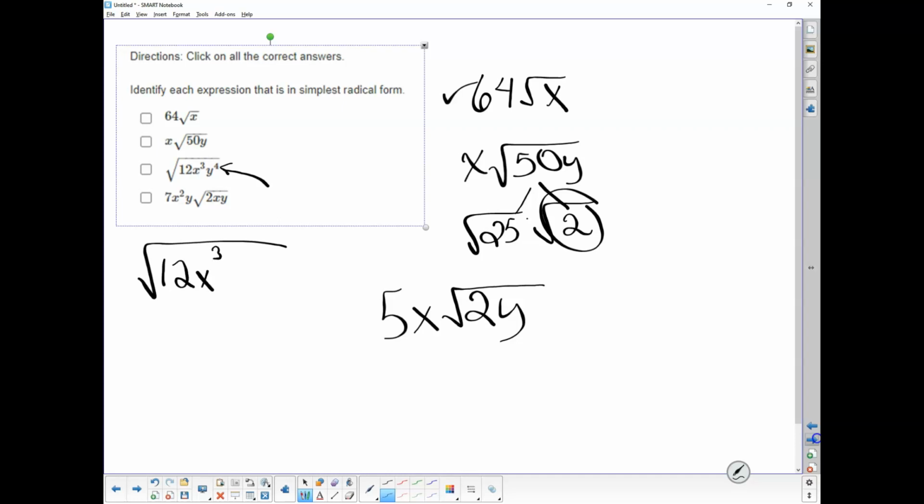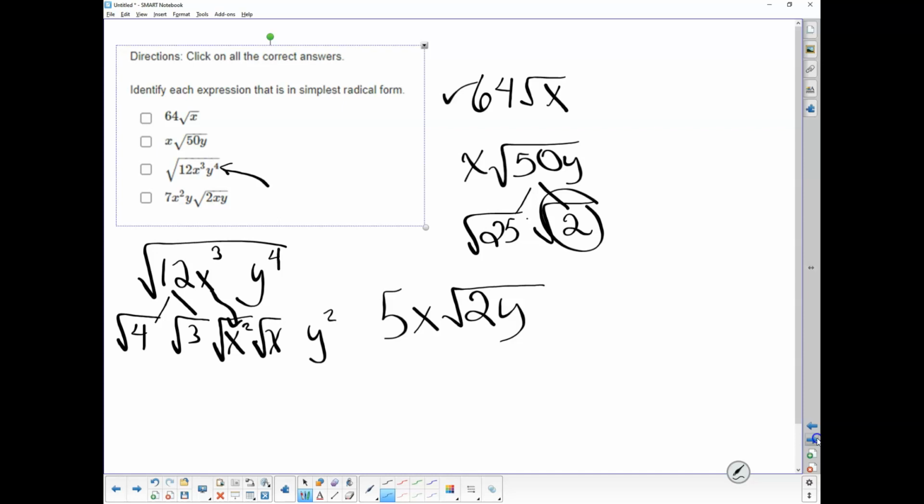12x cubed y to the 4th, all of that square root. So I can actually say 4 times 3 is 12, right? So the biggest perfect square that can be pulled out of 12 is 4. And then I can also say that my x cubed is the same thing as x squared times x. And the square root of both of those. And actually, when I do the square root of y to the 4th, that's y squared. Pull that one straight out.